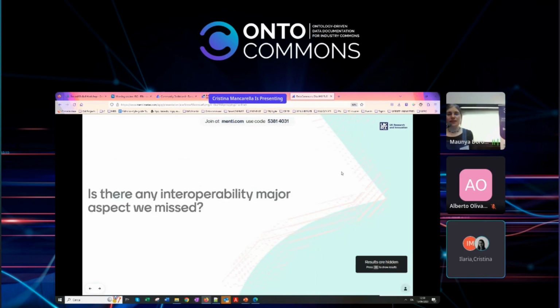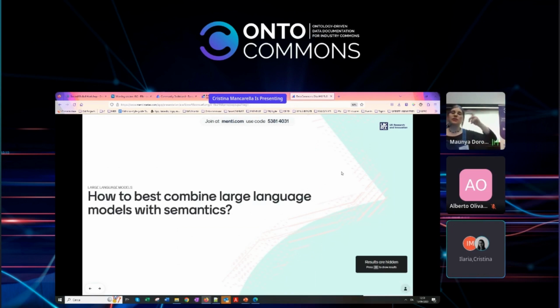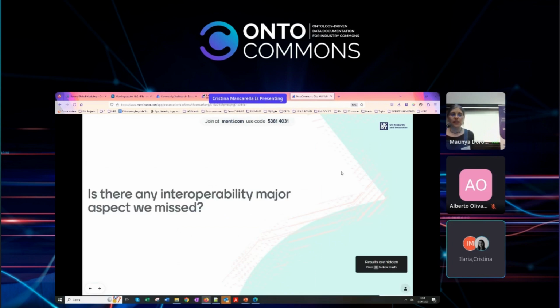We can discuss later. And similarly, these two questions really for lunch are like how best to combine. We heard something already from Florina, that one should distinguish between which tools you are using and what you want to do with them. So we need to be more precise. And the other question was, is there anything we missed?